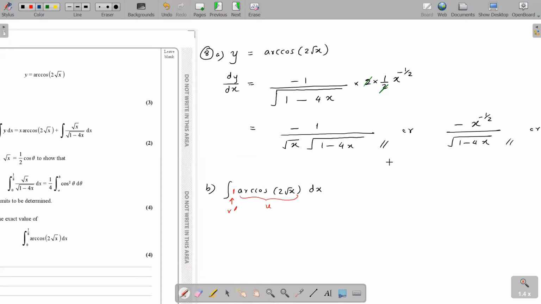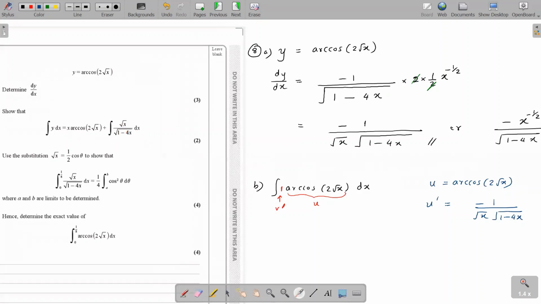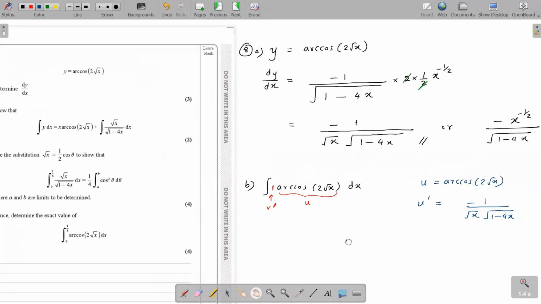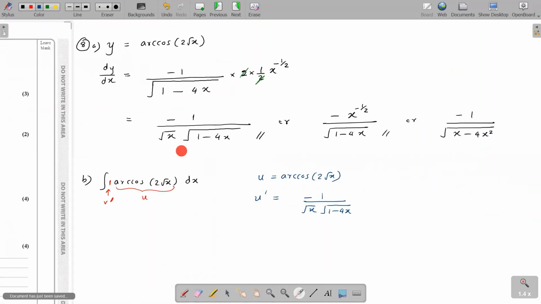What happens here? Your u is arccos 2 root x, which means your du by dx, or your u dash, we just found it, right? Arccos 2 root x differentiation is minus 1 over root x times root 1 minus 4x. I will go with this format because when I look at the show that, it shows root 1 minus 4x. Now I need to get this show that. I can see in the show that, root 1 minus 4x is staying separately. So I chose to go with this format out of all the three.